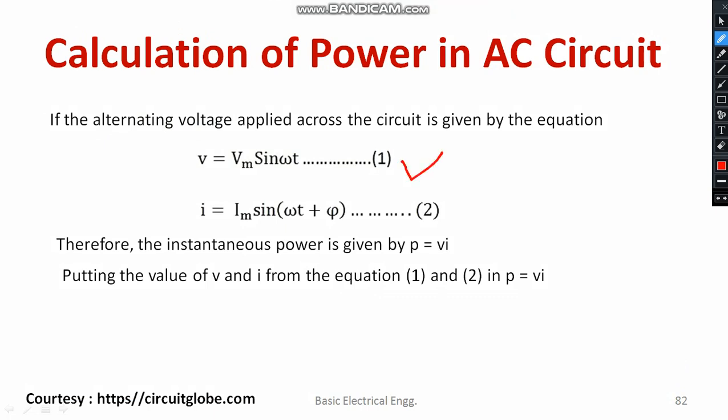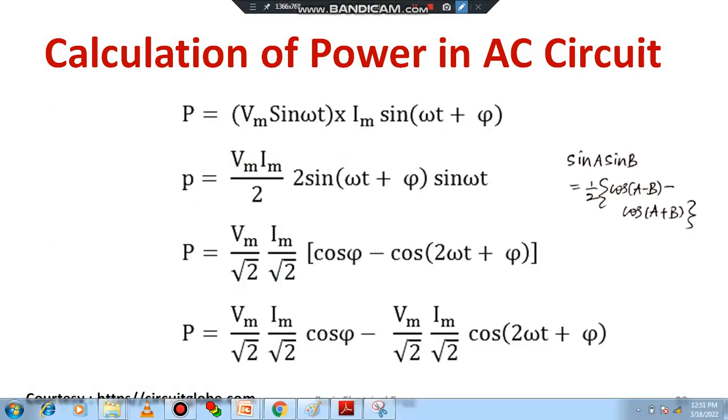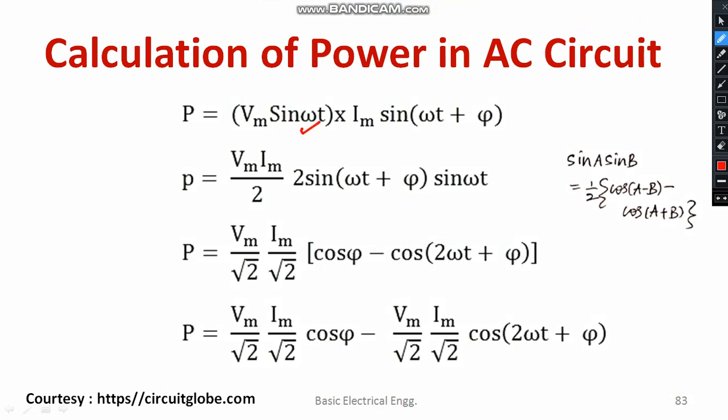Let V is equal to Vm sin omega t. Current can be written as Im sin(omega t plus phi). Therefore, you can calculate the power. Instantaneous power P is given by voltage times current. Now substitute 1 and 2 in this equation. Therefore, power can be written in this fashion. So power is equal to Vm sin omega t into Im sin(omega t plus phi).